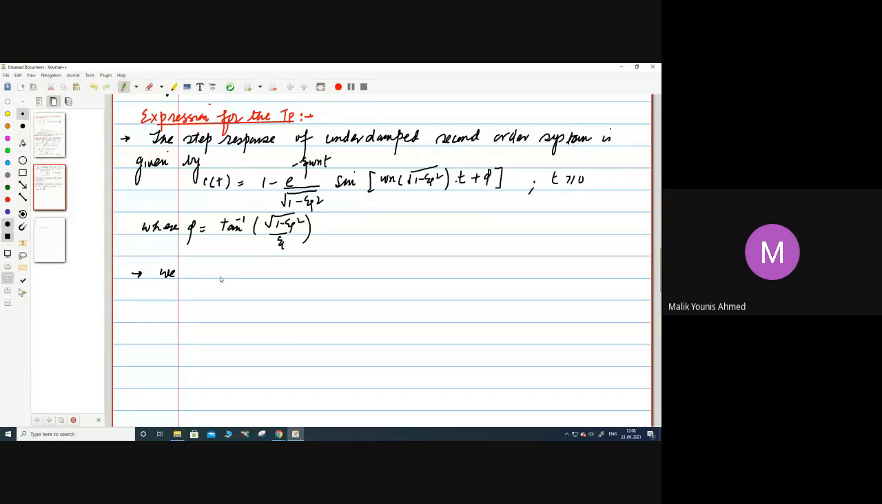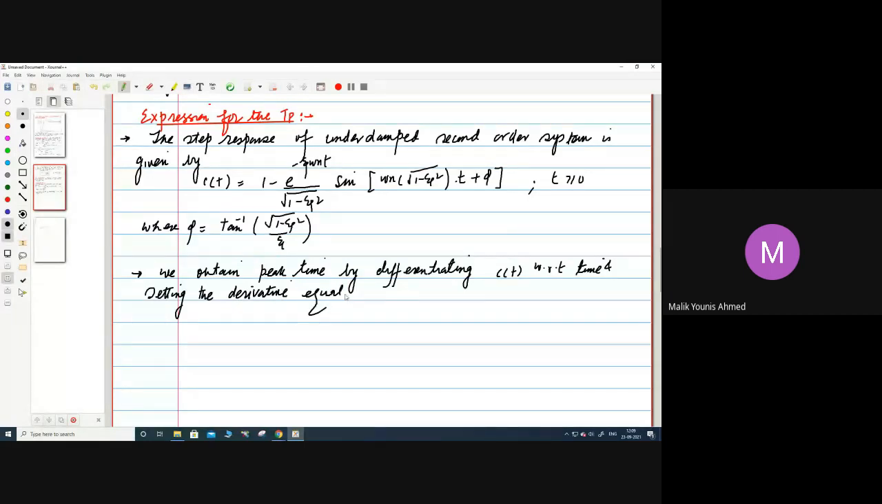We obtain peak time by differentiating c of t with respect to time and setting the derivative equal to 0.